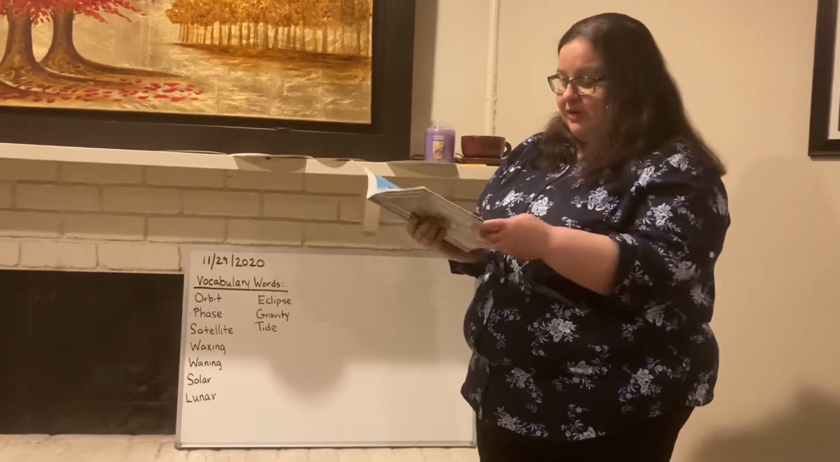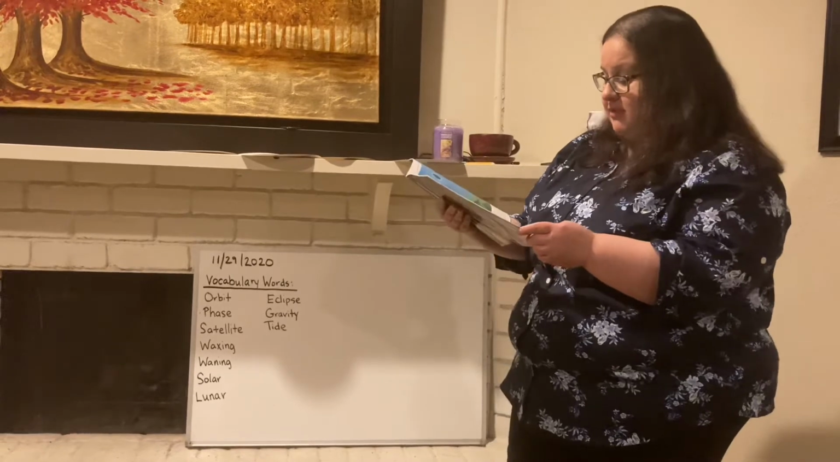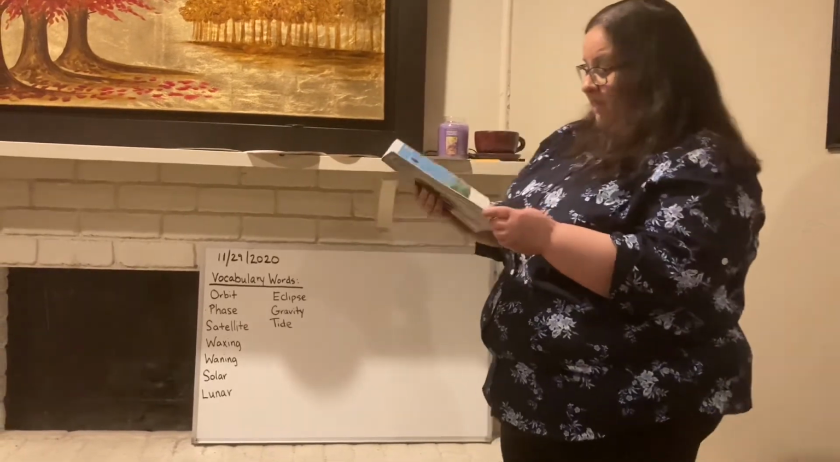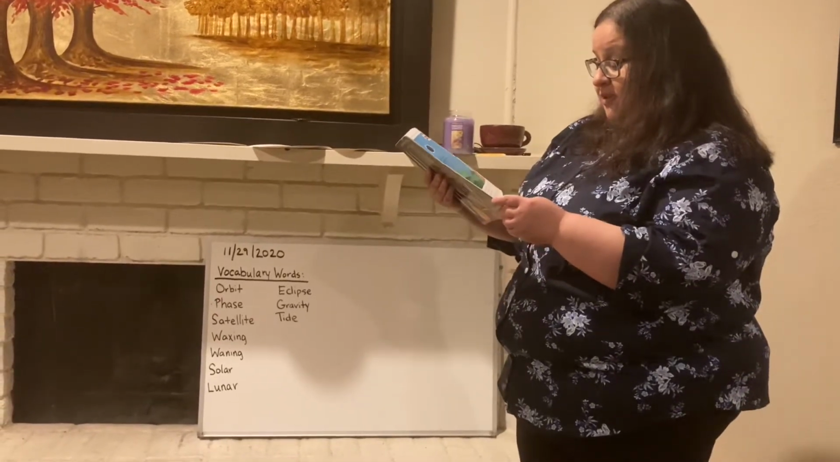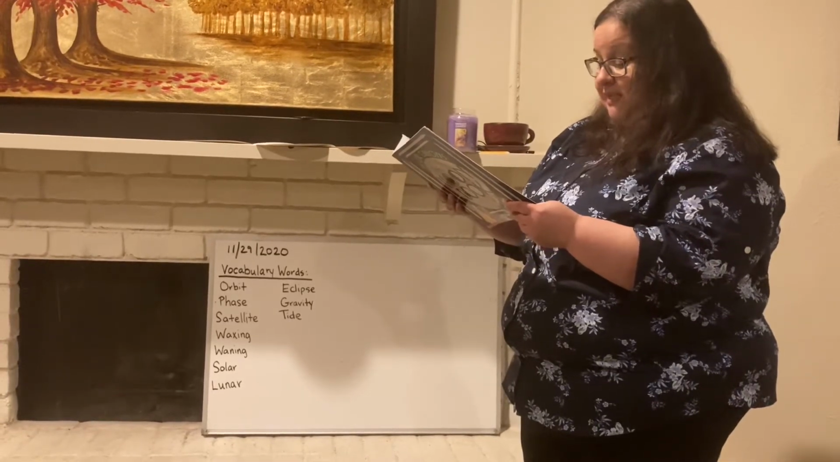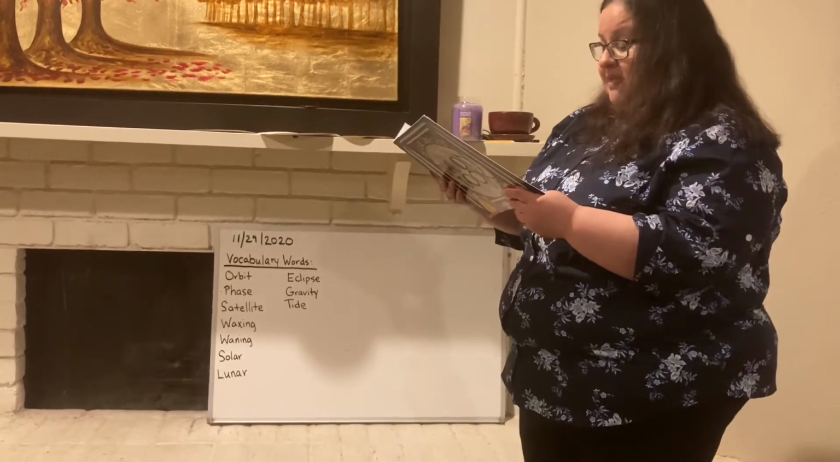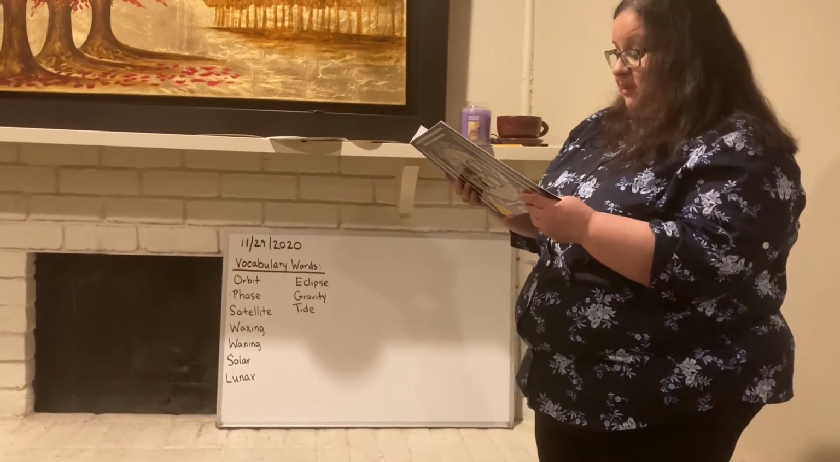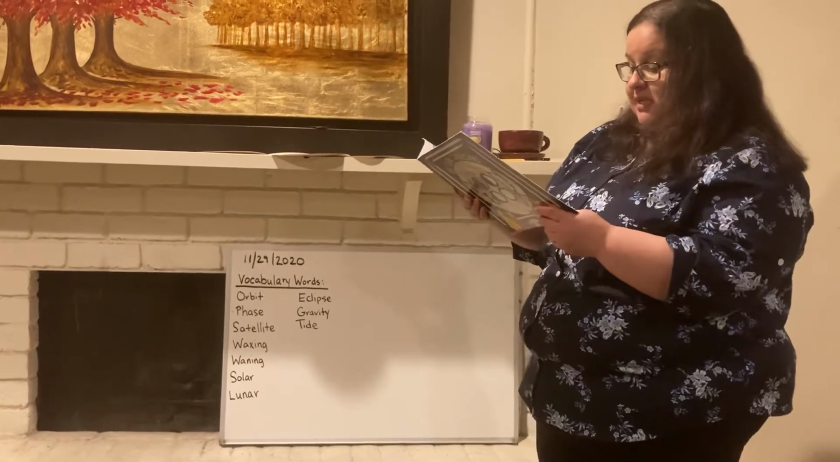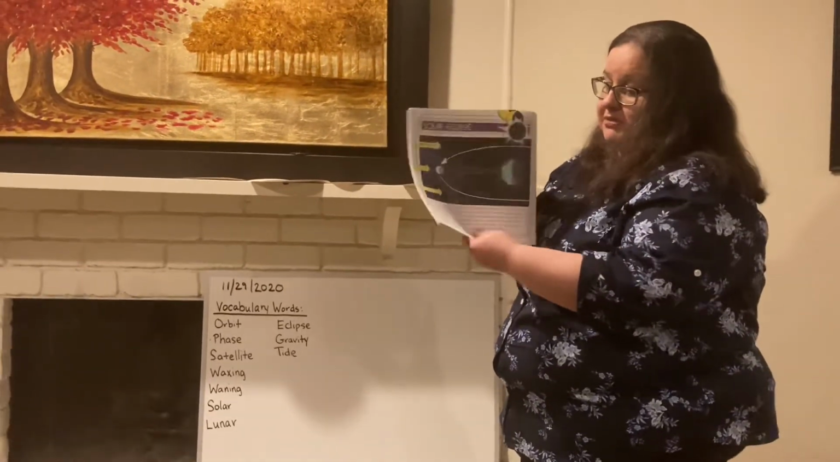A solar eclipse: the moon's orbit around the Earth is usually tilted slightly compared to Earth's orbit around the sun. Because of this, the moon cannot exactly line up between the sun and Earth. But when the moon's orbit is not tilted and the moon lines up exactly between the sun and Earth, a solar eclipse happens. That is a solar eclipse right there.